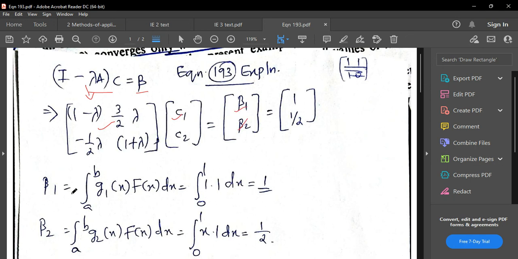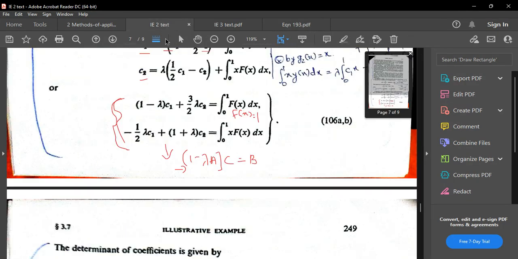What is beta 1 beta 2? Beta 1 is given as integral a to b g1 of x f of x. Here g1 of x is equal to 1 and f of x is equal to 1, and this is the same as integral.